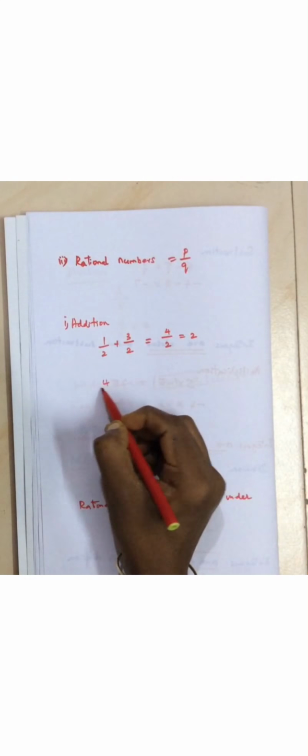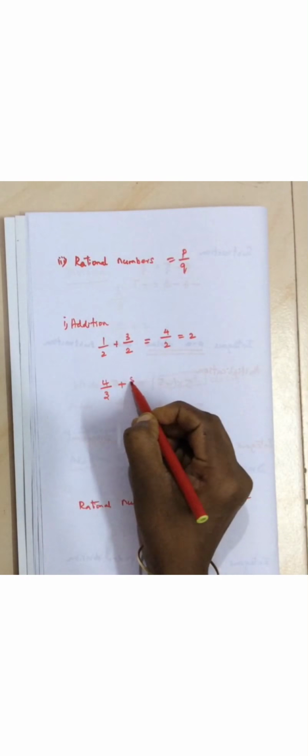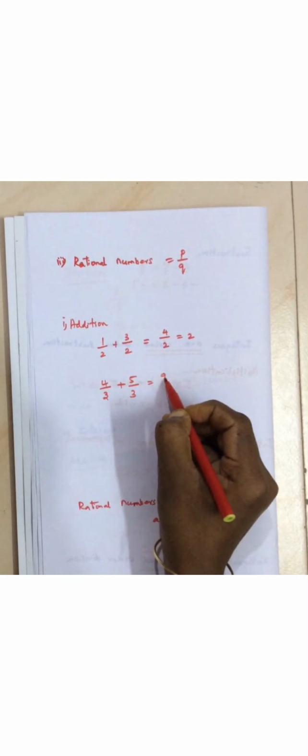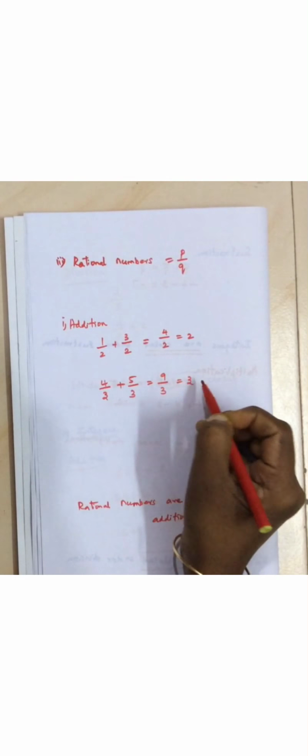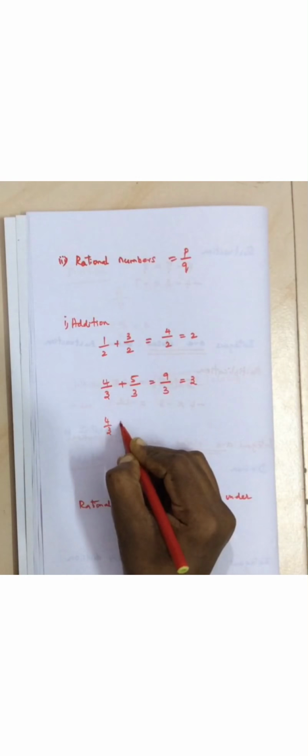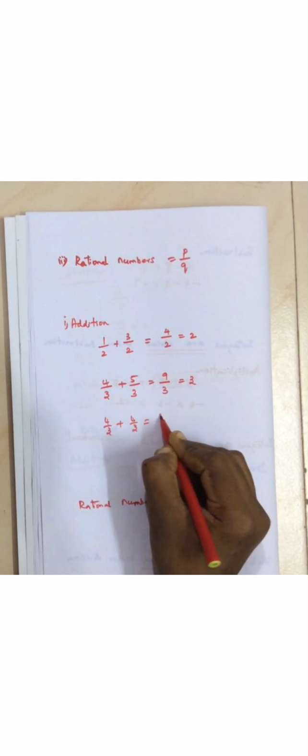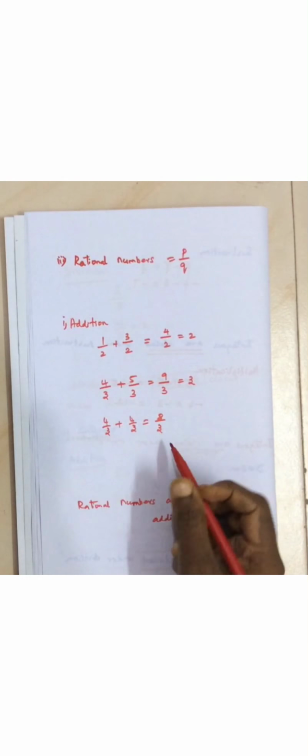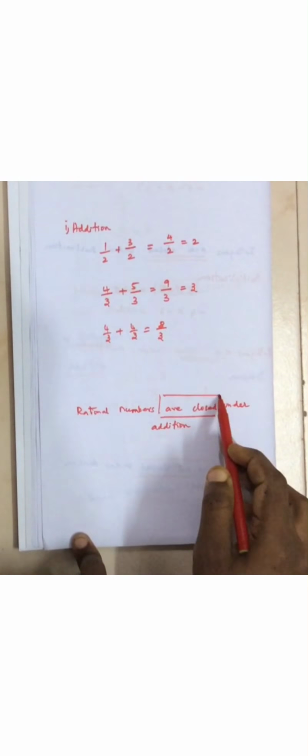We can try one more example. Let us take 4 by 3 plus 5 by 3, which will give 9 by 3. The answer is 3. So when you add two rational numbers, the answer is also a rational number, because 3 can be represented in the form of p by q. Similarly, 4 by 3 plus 4 by 3 gives 8 by 3. In this case also 8 by 3 is a rational number. So we can say rational numbers are closed under addition.